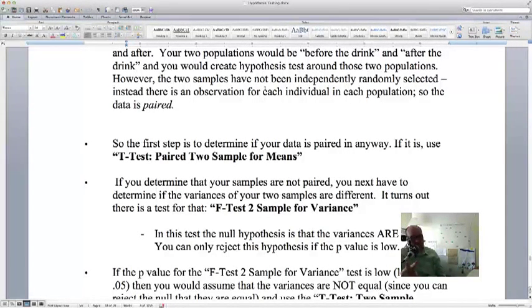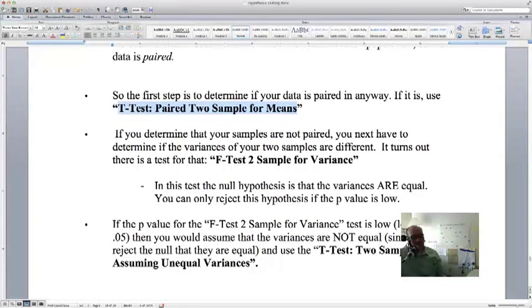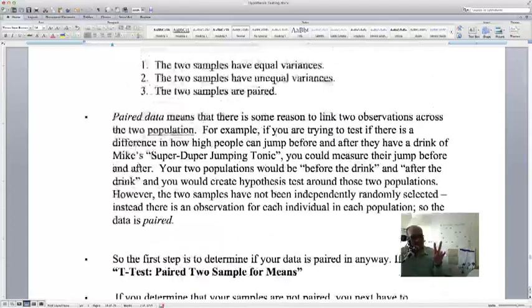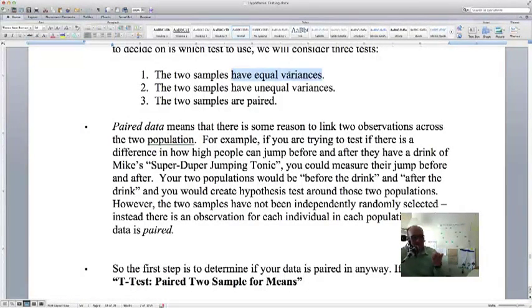So paired data is the first step. Determine if they're paired. If you determine that they are paired, then we're going to use this test called the t-Test: Paired Two-Sample for Means. We're just going to jump right to that and use that. This is in the data analysis add-in. If you say, okay, they're not paired, then we have to determine whether or not the variances are different. Remember, at the end of the day, we're going to say the samples have equal variances, or the samples have unequal variances. We have to decide which of these 2 tests to use. If we say, no, it's not paired data, okay, then these are my 2 choices.